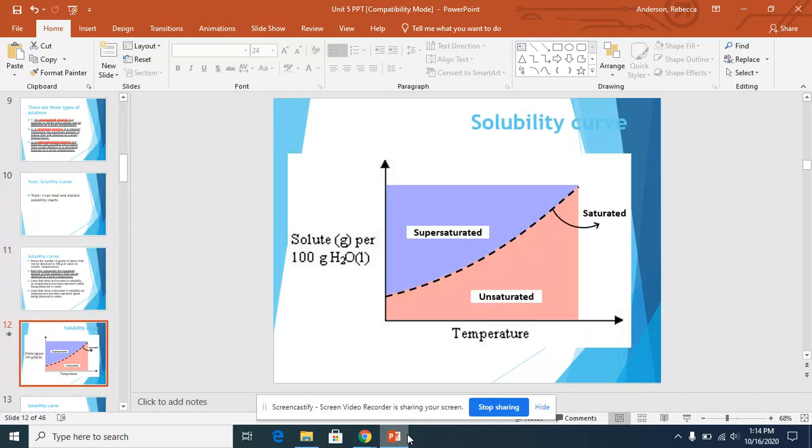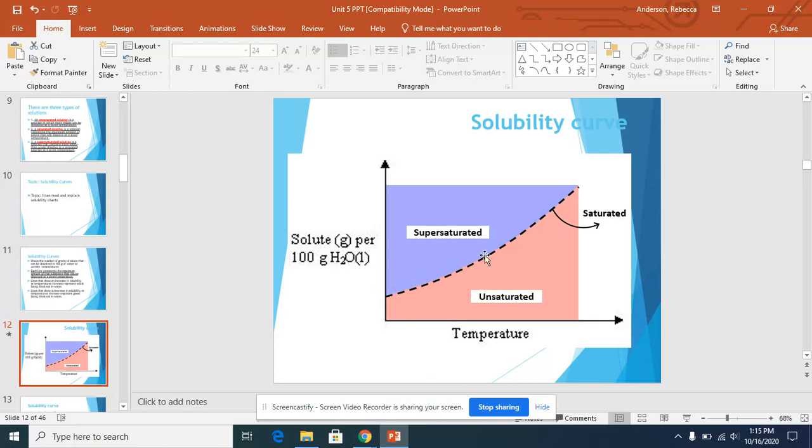So here's an example of a solubility curve that you can see on this chart. On the side, you have your amount, your grams, how many grams you have in 100 grams of water, and then at the bottom you have temperature, which is in degrees Celsius, because to make math easier, Celsius is what we typically use in chemistry if we're not using Kelvin.